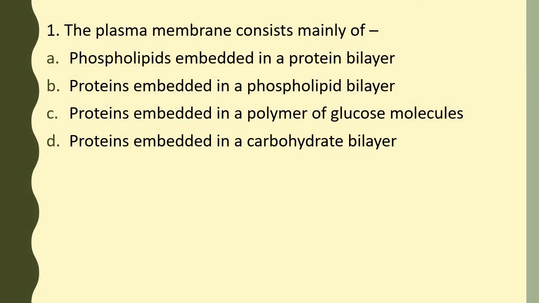Question number 1. The plasma membrane consists mainly of phospholipid embedded in the protein bilayer, proteins embedded in phospholipid bilayer, proteins embedded in polymer of glucose molecules, or proteins embedded in carbohydrates bilayer. Plasma membrane consists mainly of. Correct answer is option B, that is proteins embedded in phospholipid bilayer.